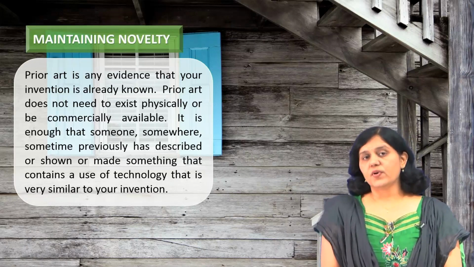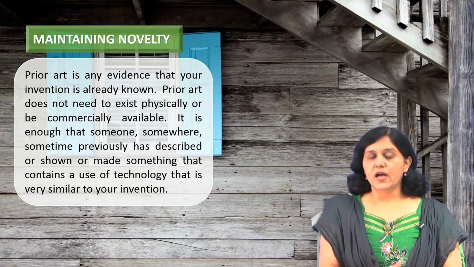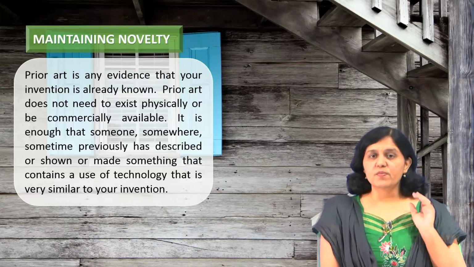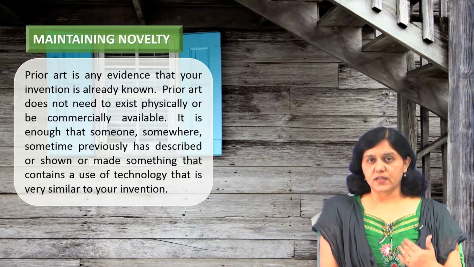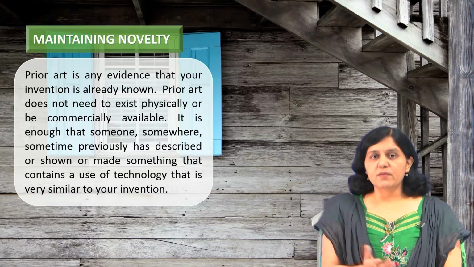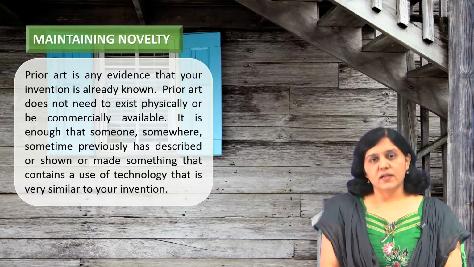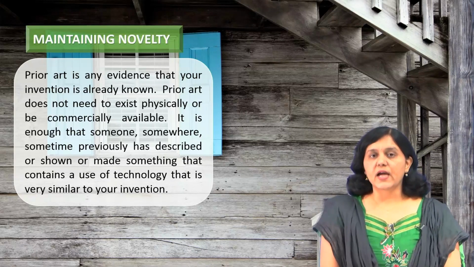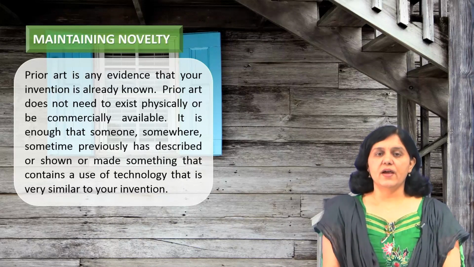So, this is a very important definition. Prior art is any evidence related to your invention that is already known. So, it is not necessary that it is physically or commercially available now. Some old pictures or some traditional knowledge, which has come down over the years and been passed from one generation to another, may not be documented, but somewhere it is already used, it is already known. That is what we can call prior art. So, it is not necessary that anything related to your invention should be physically or commercially available.